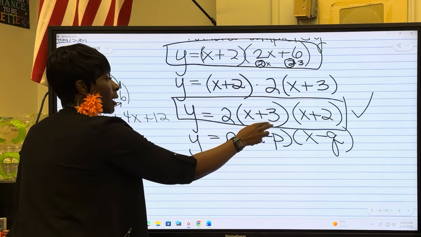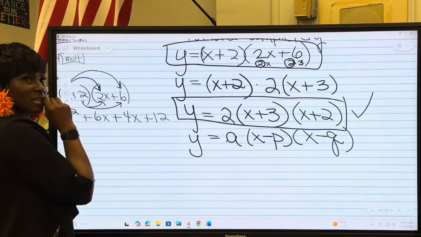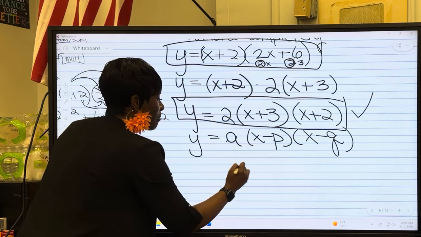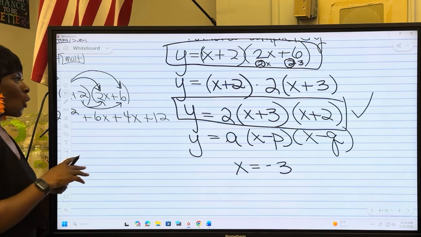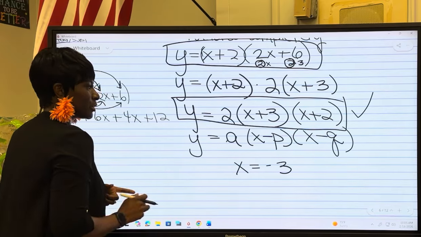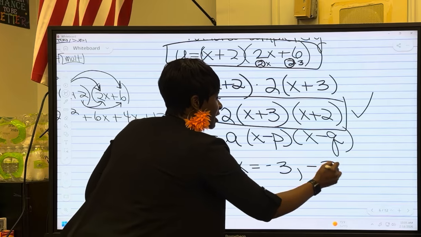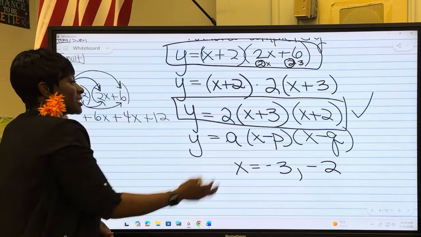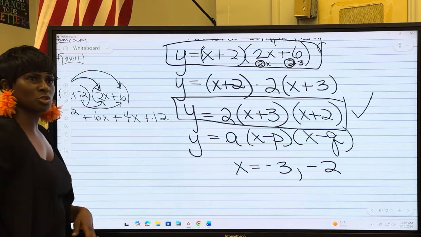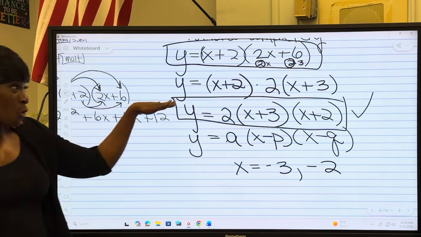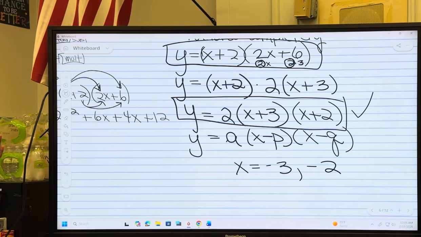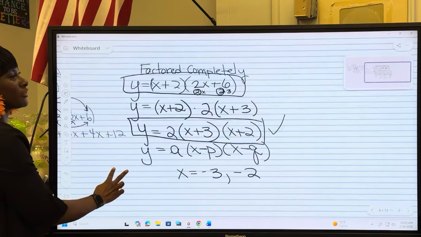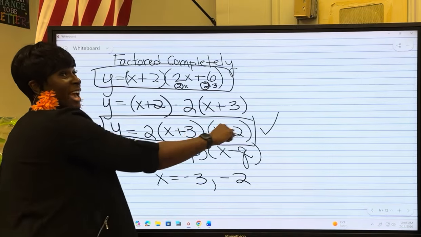What is your p in this case? Negative 3. So my x-intercept, the first one, is going to be negative 3. What is your q? This is going to be negative 2. So what are my 2 solutions? Negative 3 and negative 2. If I can write this in factored form, bam, I got my solutions. It's factored completely. Are y'all following? Now, we just solved this just by looking at factored form.